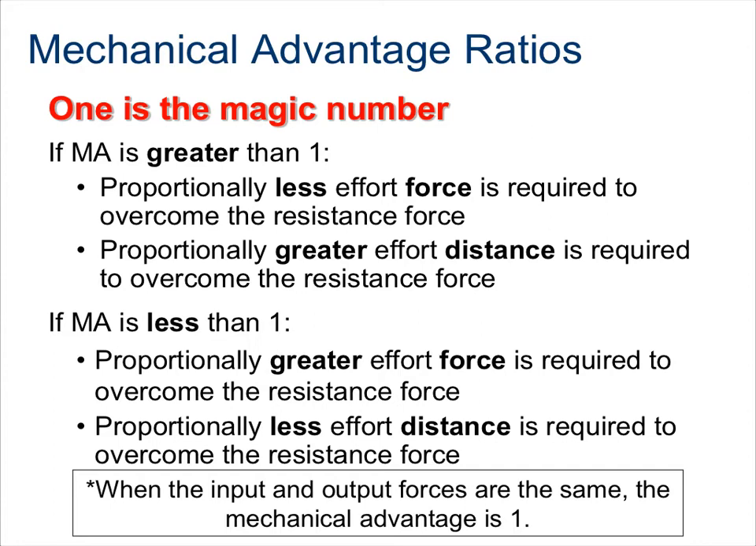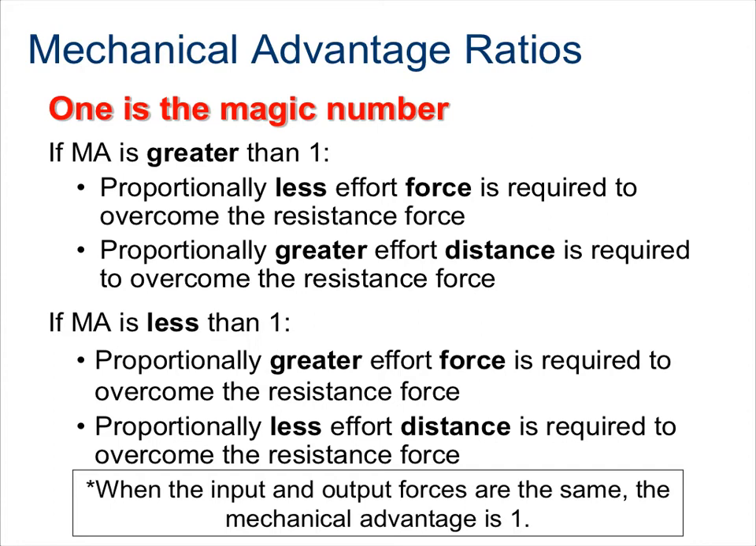If mechanical advantage is less than 1, proportionally greater effort force is required to overcome the resistance force. Proportionally less effort distance is required to overcome the resistance force. So again, greater effort force, or more force, is going to require less of a distance. So again, there's that trade-off. They're indirectly proportional. One goes up, the other goes down. Greater effort, less distance. Less effort, greater distance.